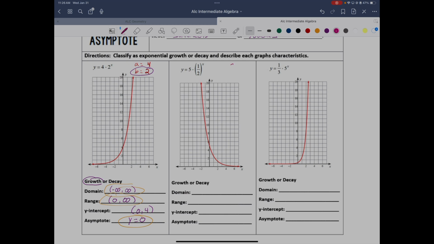What's my a value? 5. What's my base? 1/2. So if we didn't see the graph, this b value is less than 1. It's a fraction. So because it's less than 1, that tells us it's going to be decay. It's going down. Decay, down.